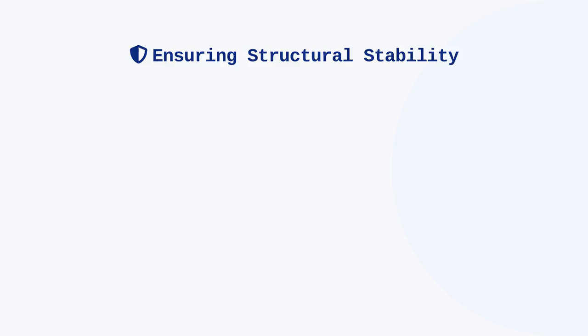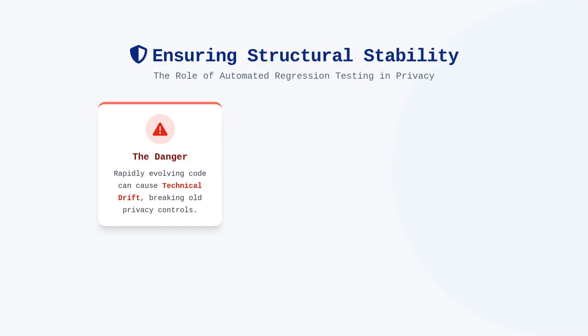Finally, we must account for the structural stability of the system by building comprehensive automated regression tests. In a rapidly evolving codebase, a feature added today might inadvertently break a privacy control implemented months ago, and regression tests are the safety net that catches these unwanted changes.